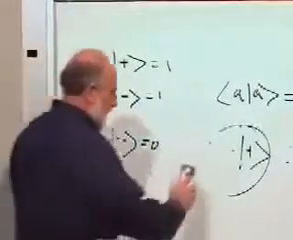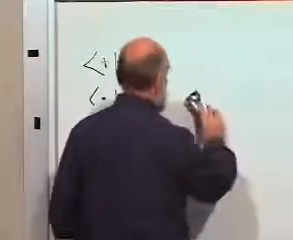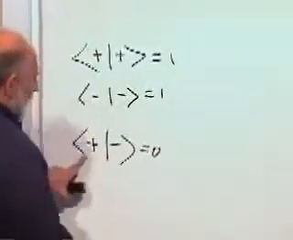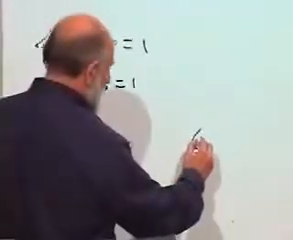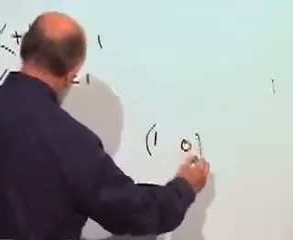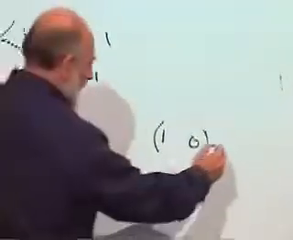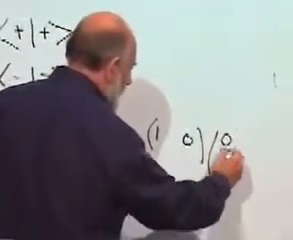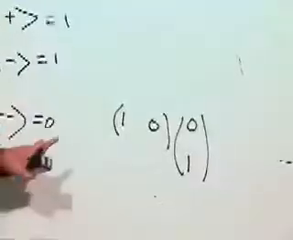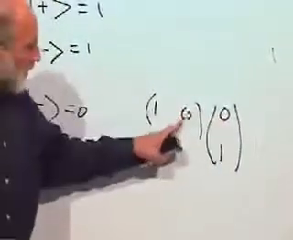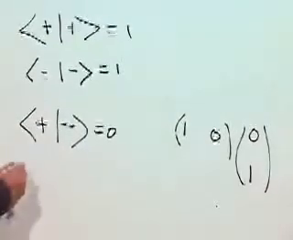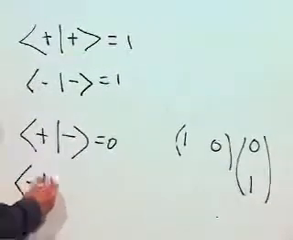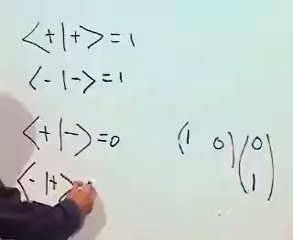Let's just check that. For those who don't see it so quickly, let's just check it. The plus bra is 1, 0. The minus ket is 0, 1. So when we multiply them together, we get 1 times 0 plus 0 times 1, which is altogether 0. What about minus plus? Also 0.